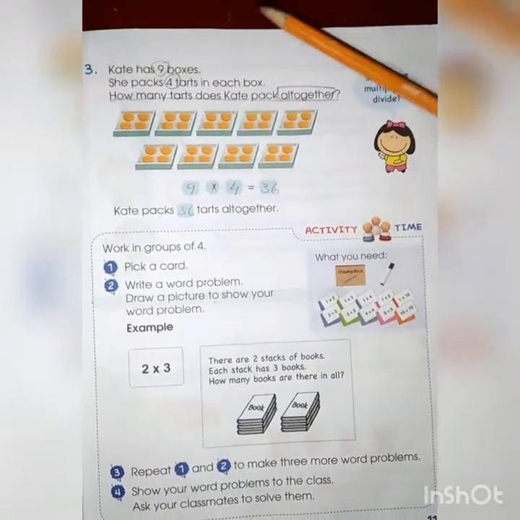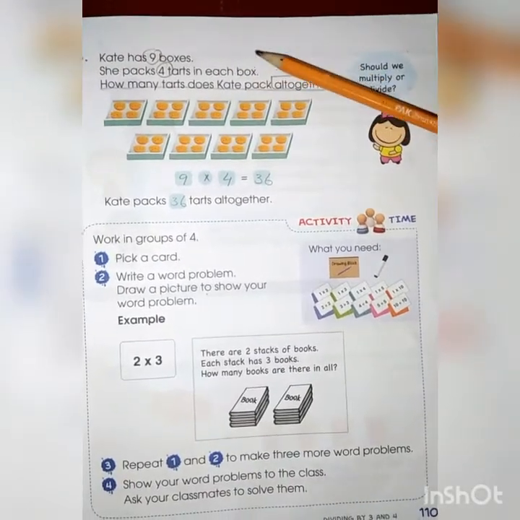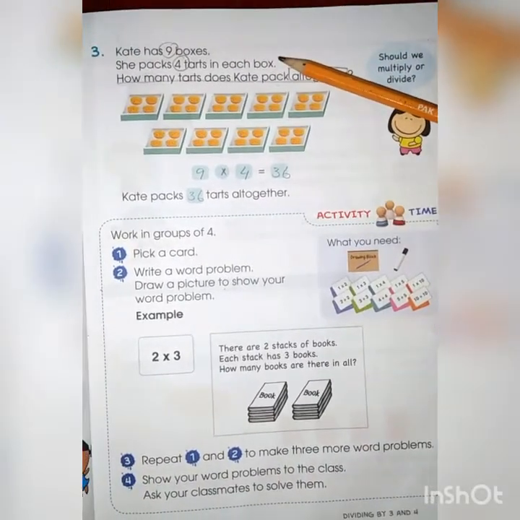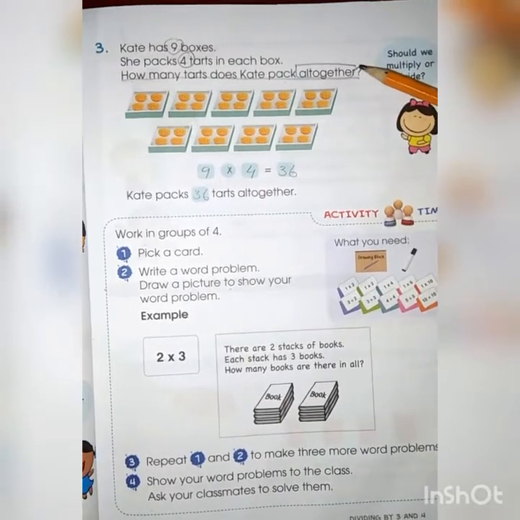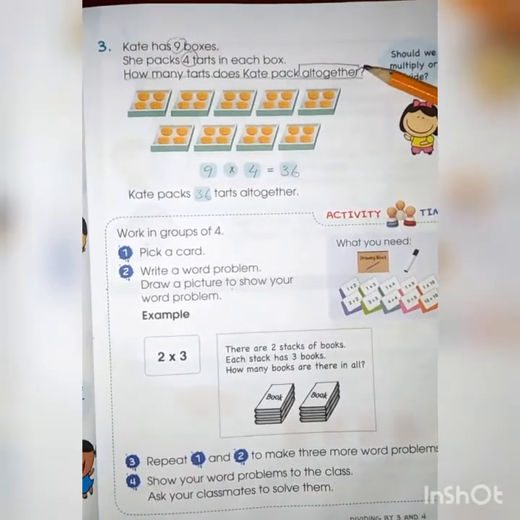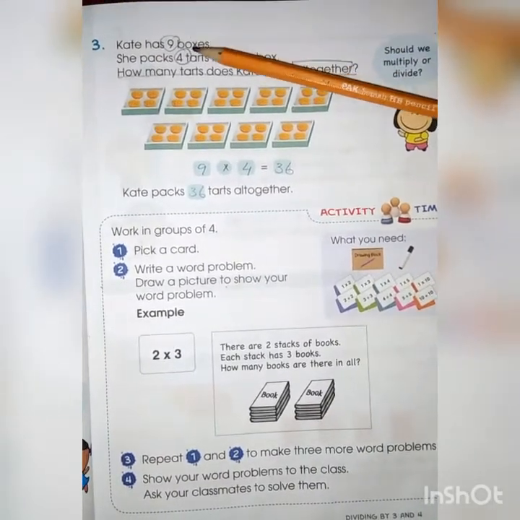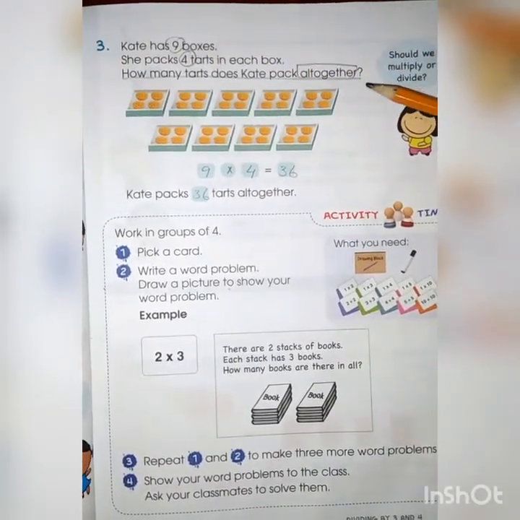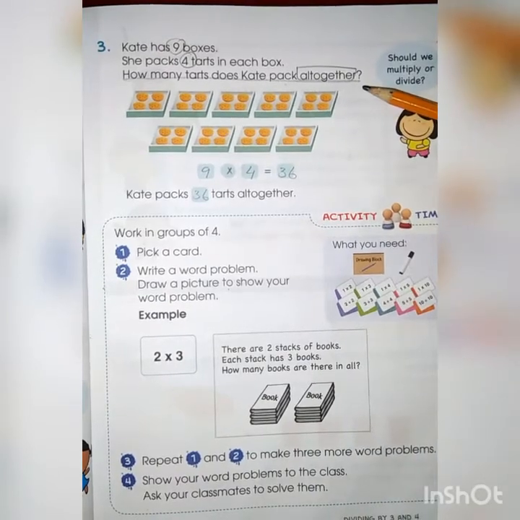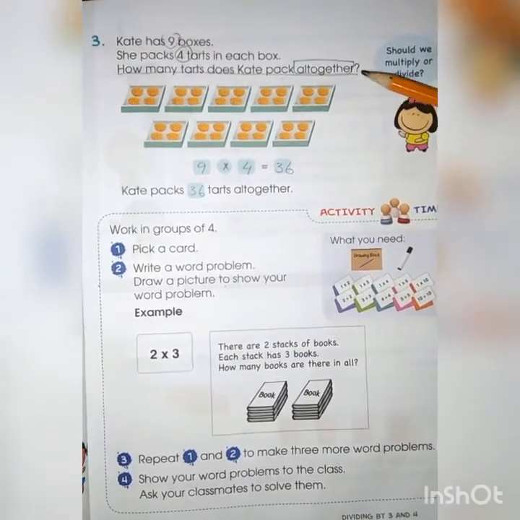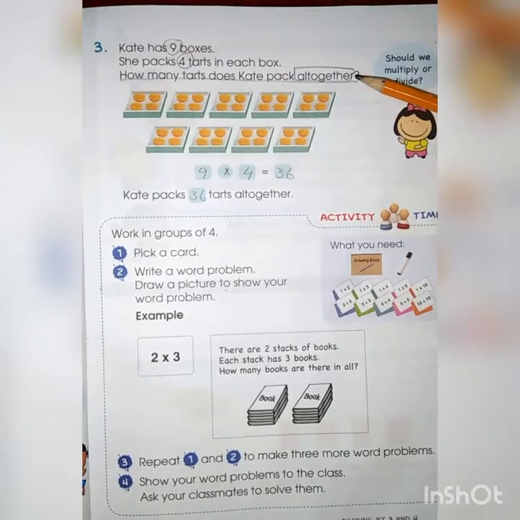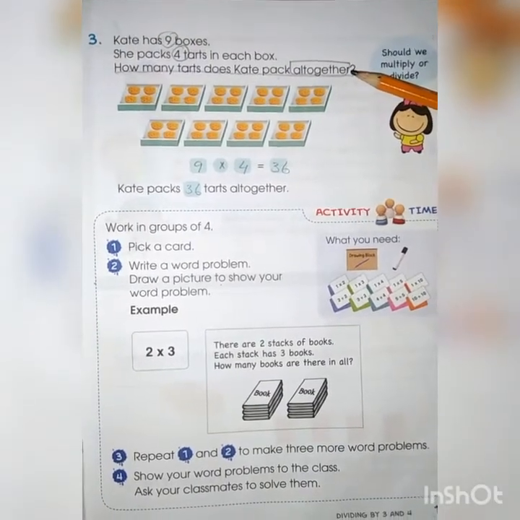Number 3. Cat has 9 boxes. She packs 4 tarts in each box. How many tarts does Cat pack altogether? First of all, we will circle the numbers 9 and 4. Then we will underline the question, how many tarts does Cat pack altogether? And here we have a keyword altogether, which is used for multiplication.